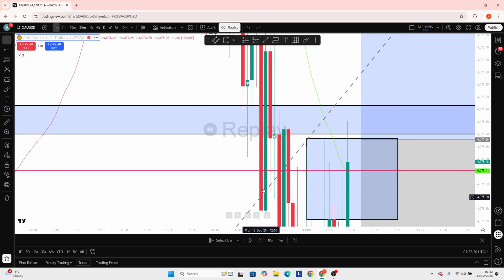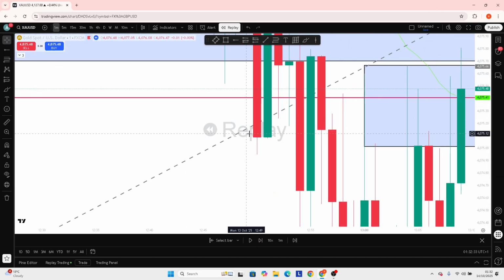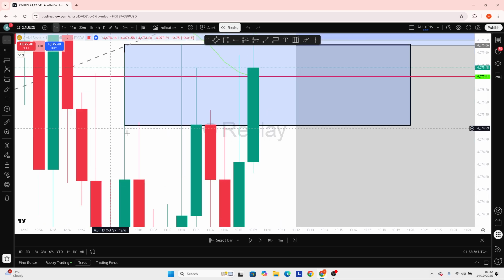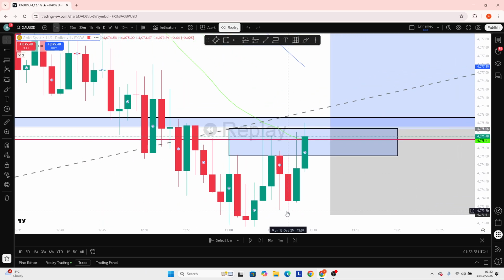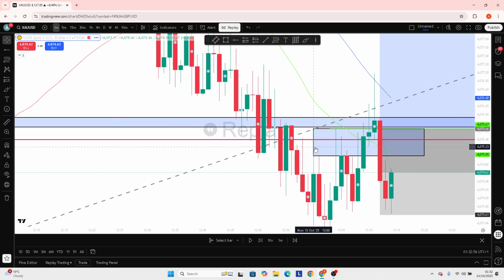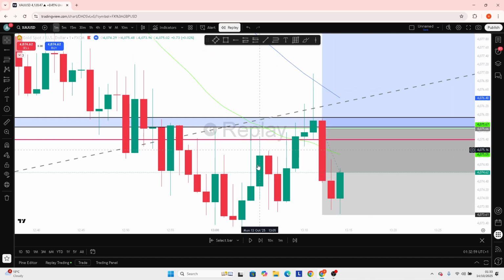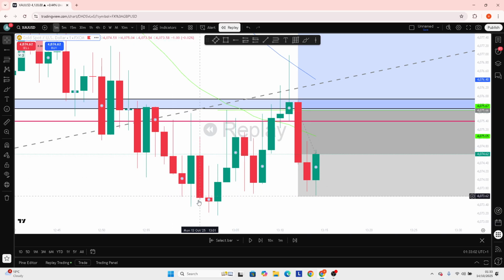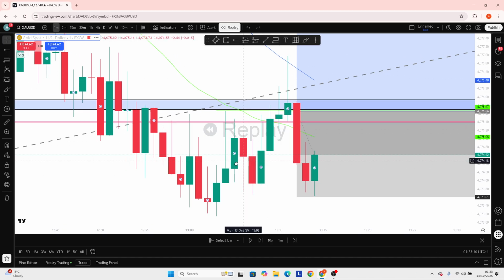Wait, is this still a lower high? Let me just check the wicks. Yeah, so lower high, higher low, and then, let's see, you can see that price made a higher high because price passed, let me delete this, price passed this wick. So price made a lower low, lower high, lower low, lower high, higher low, higher high. Now that's the indication when price created a higher high.